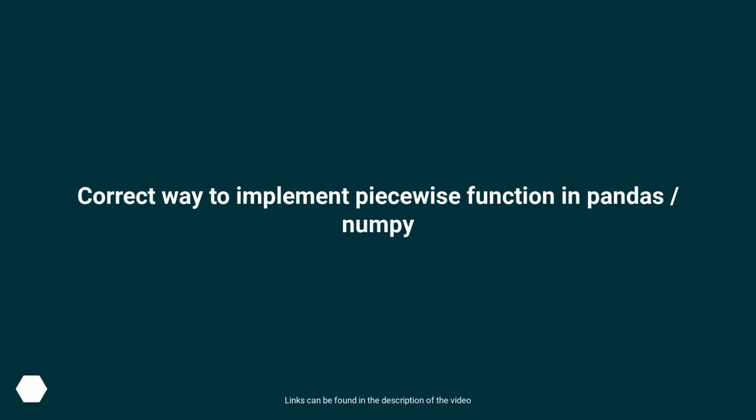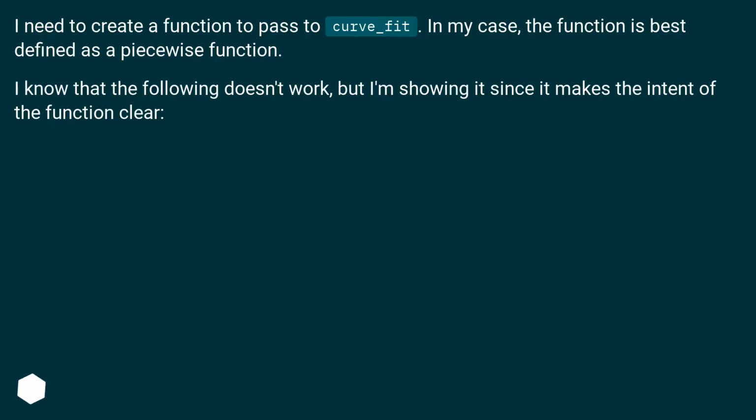Correct way to implement a piecewise function in pandas, numpy. I need to create a function to pass to curve_fit. In my case, the function is best defined as a piecewise function. I know that the following doesn't work, but I'm showing it since it makes the intent of the function clear.